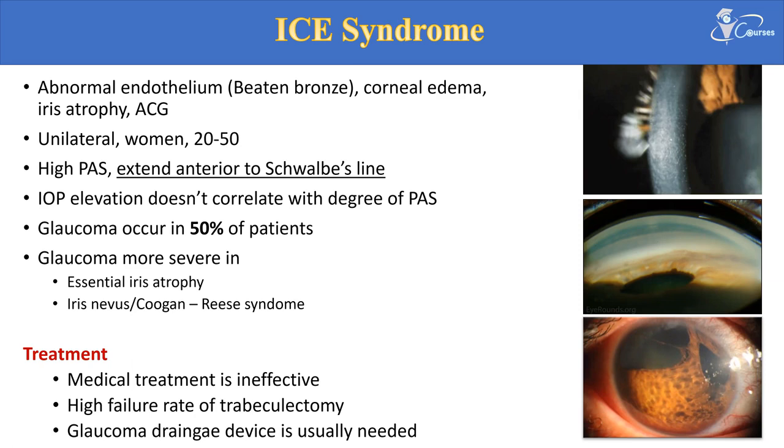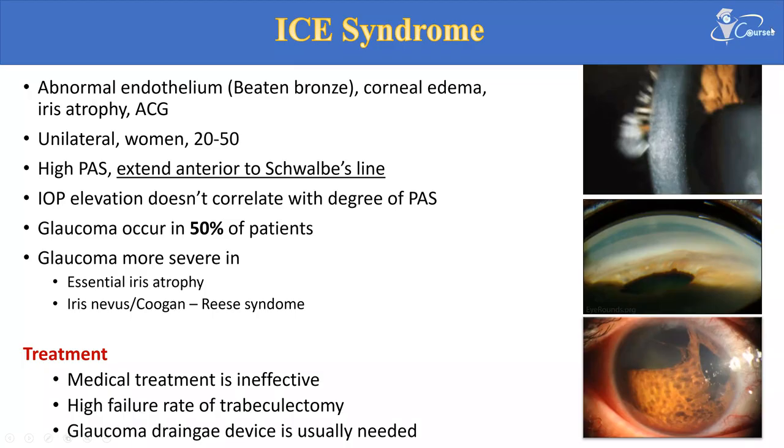However, this patient is presenting unilaterally. This is only one eye, not both eyes, not bilateral, like in typical Fuchs endothelial dystrophy. And also, they usually affect females who are at a younger age than the age of Fuchs endothelial dystrophy.